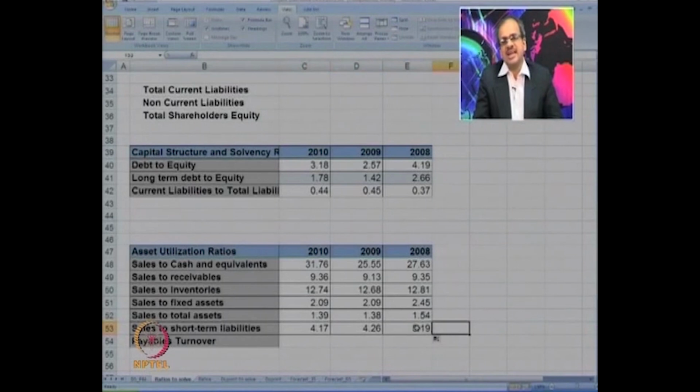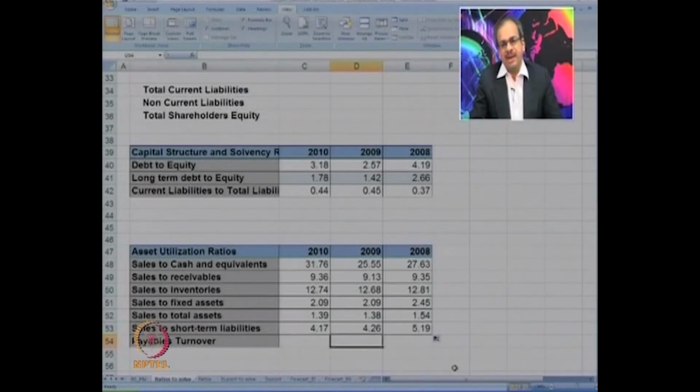Is it a good or bad sign? Again it is not a good sign, because it shows that company sales are not very high, but their level of liabilities are pretty high. They are about 25%, because sales to short term liabilities is just 4.17, and company will have to look into it to improve its performance.